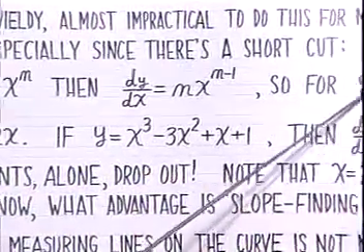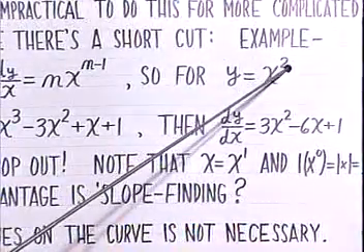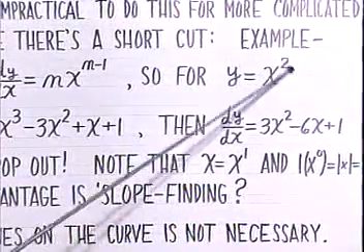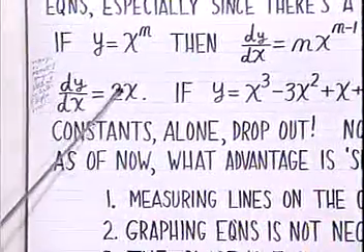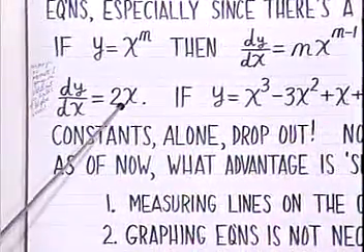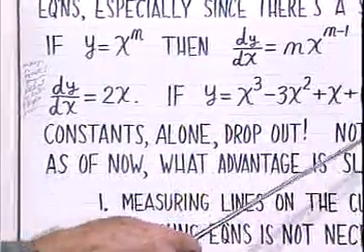So for y equals x squared, the 2 goes in front of the x, take away 1, and you've got 2x to the 1, which is the same as 2x. So this is the derivative, the slope, at all points for this equation here, for y equals x squared.